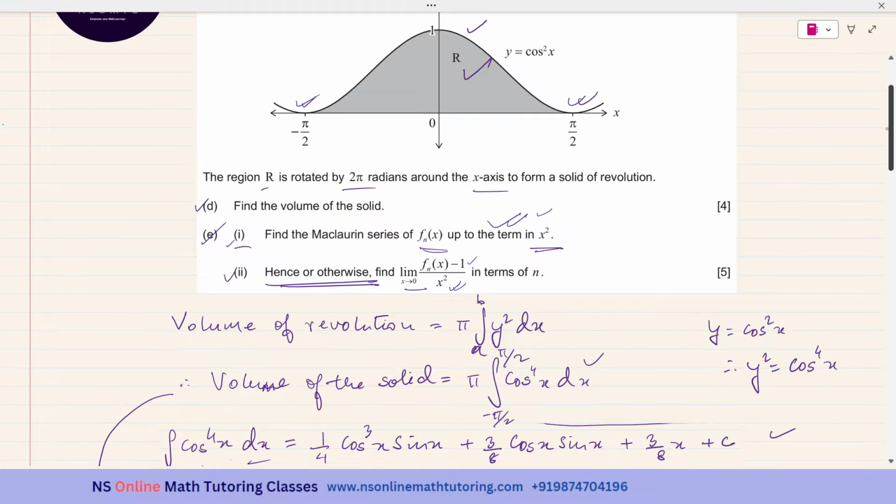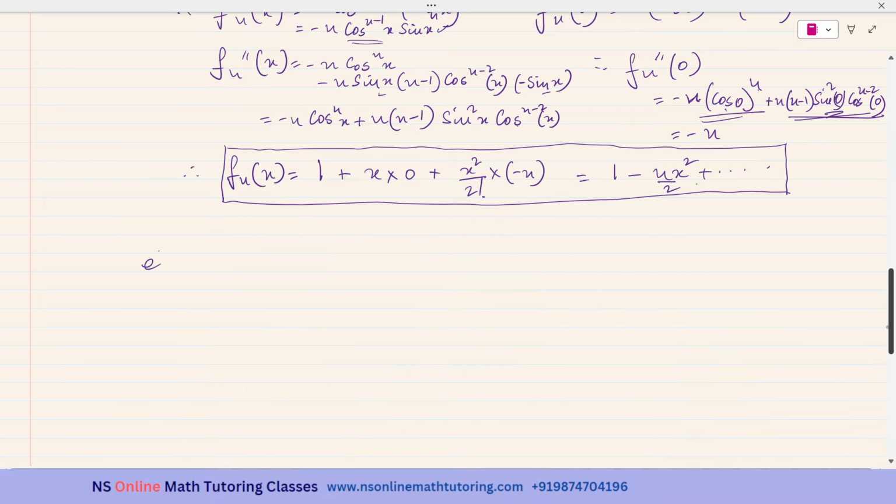Okay, let us use the Maclaurin series expression. So hence or otherwise find the limit of x tends to 0 f n of x minus 1 over x square in terms of n. Okay, limit x tends to 0 f n of x minus 1 over x square.